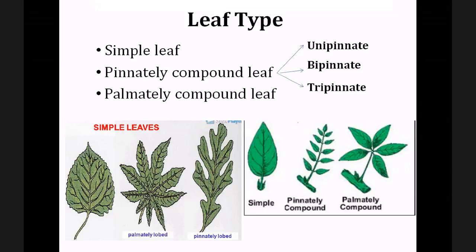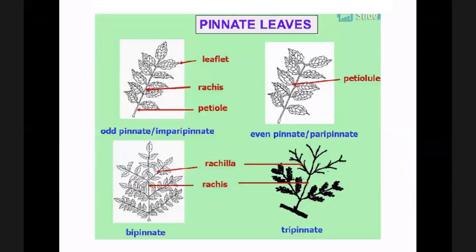Imparipinnate means only the leaflets are directly attached to the rachis. In the bipinnate, the leaflets are attached to the rachilla. In the tripinnate, these leaflets are further divided to form the tripinnate. The example is the moringa. The bipinnate example is the mimosa.